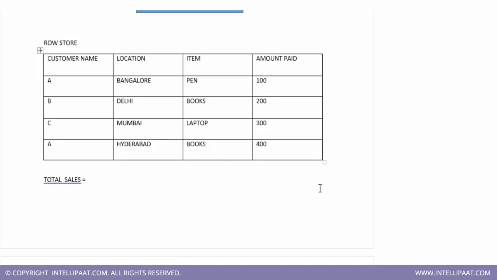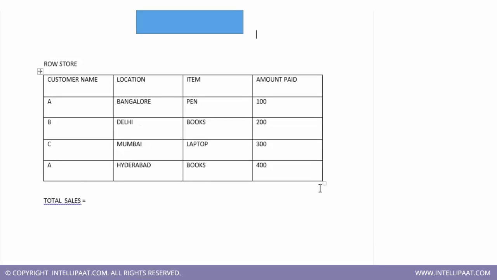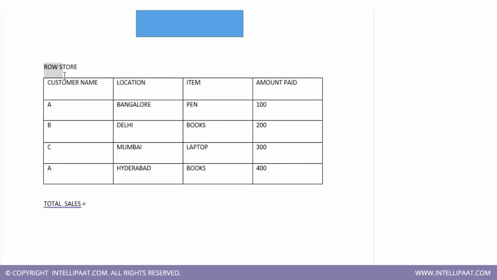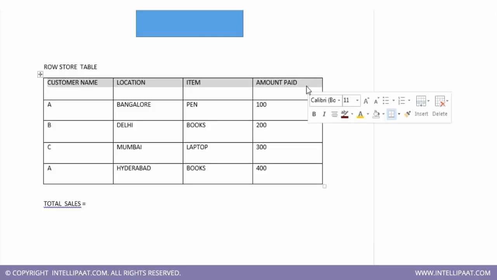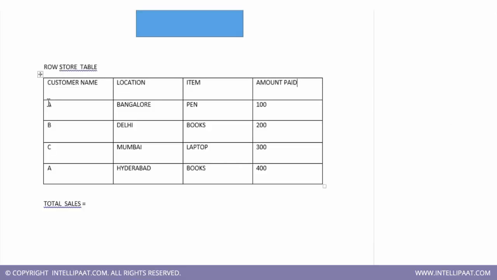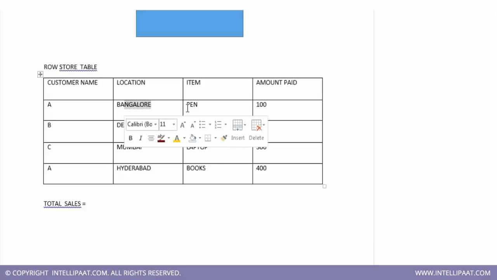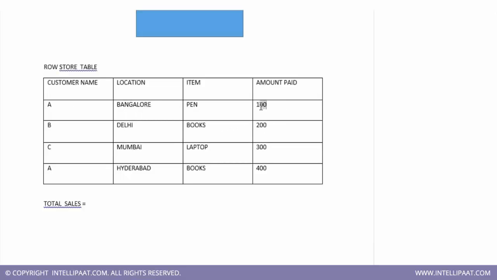Absolutely. So I'm going to walk you through, in at least 5 minutes, what is row and what is columnar. So this is the row store table which you're able to see here. The data will be stored in a row fashion, right? It's like a small sales table: customer A from Bangalore location bought some pens and paid 100 rupees on the same date.